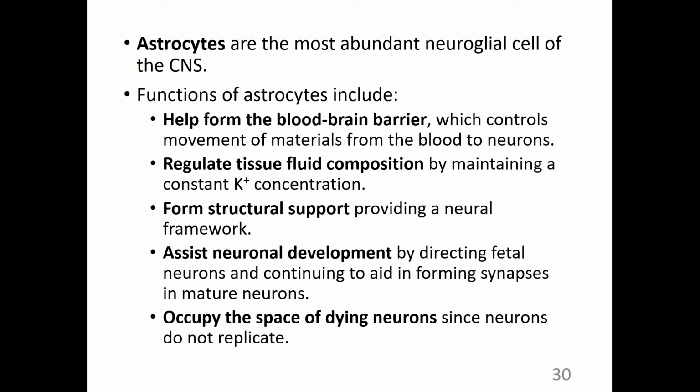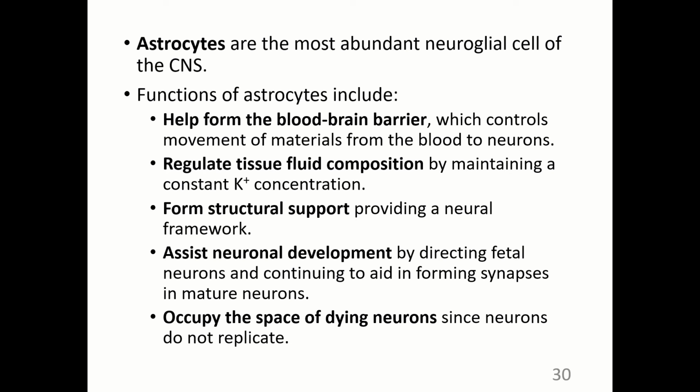Astrocytes are the most abundant neuroglial cell of the central nervous system. Functions of astrocytes include the formation of the blood-brain barrier, regulating tissue fluid composition, forming structural support, assisting neuronal development, and occupying the space of dying neurons.